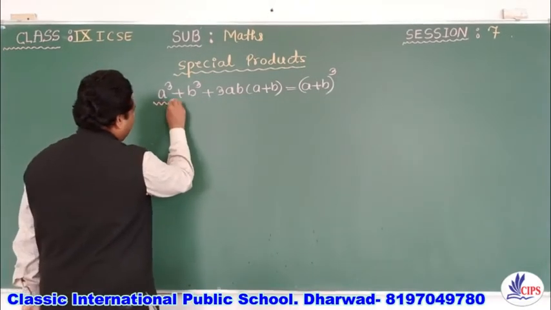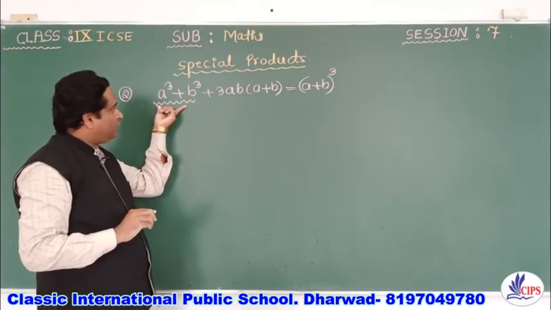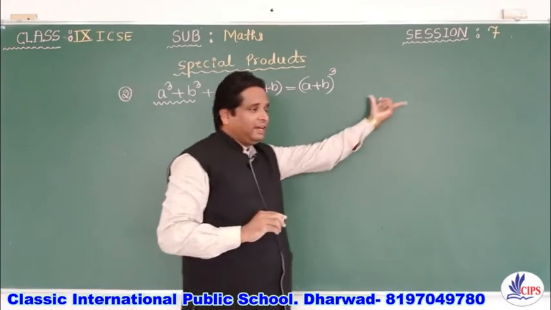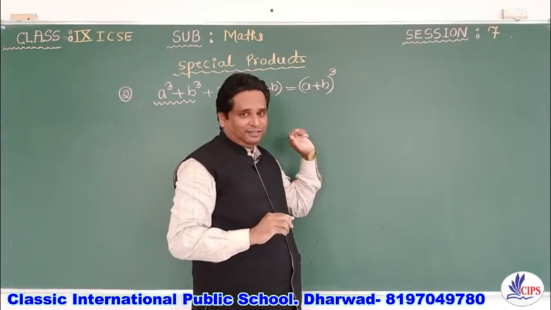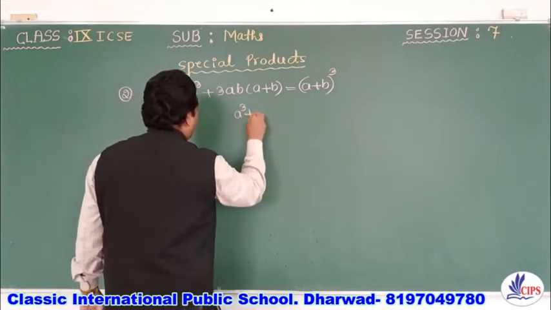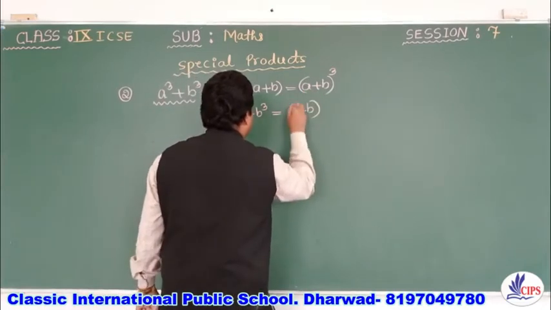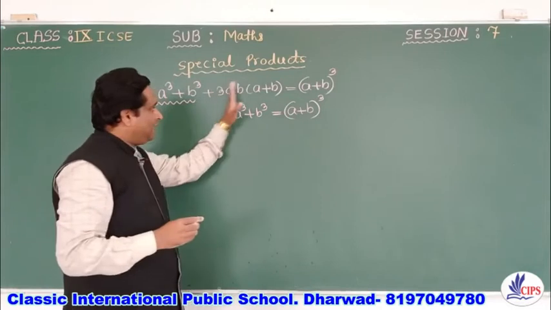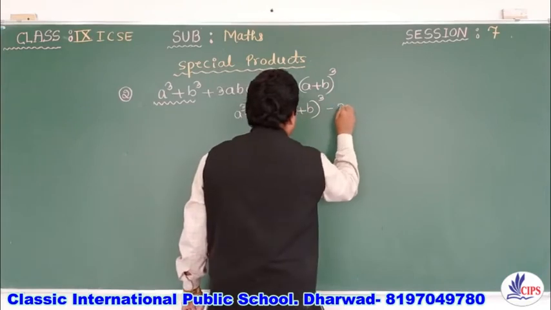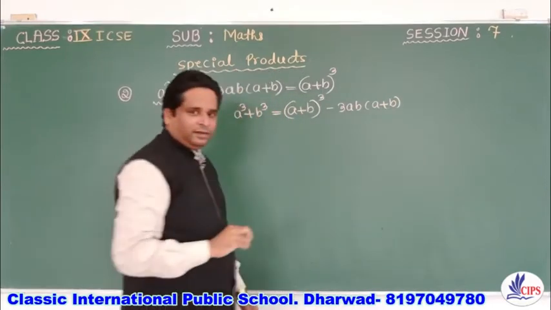From this, I will take only a³ + b³. Then the 3ab(a + b), I will take to the RHS and it becomes minus. See here how I am doing this one. a³ + b³ is equal to (a + b)³, which I will write as it is, and then minus 3ab(a + b).